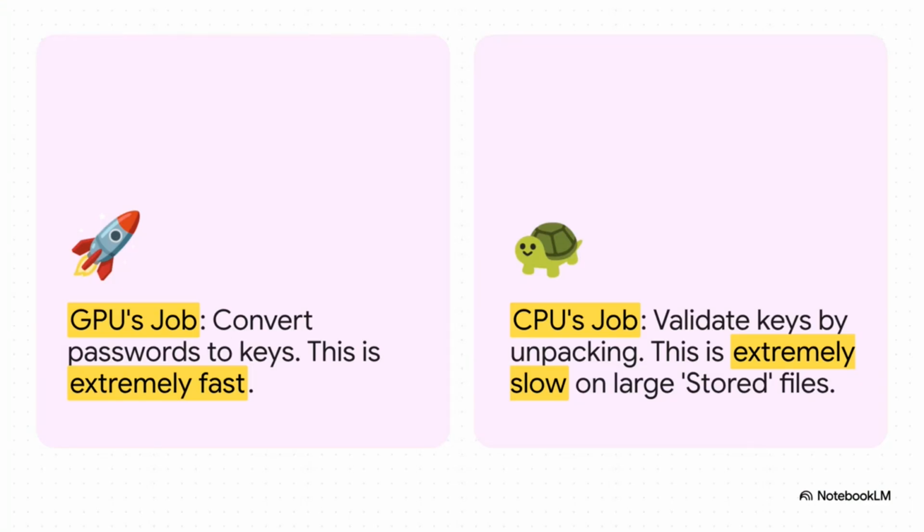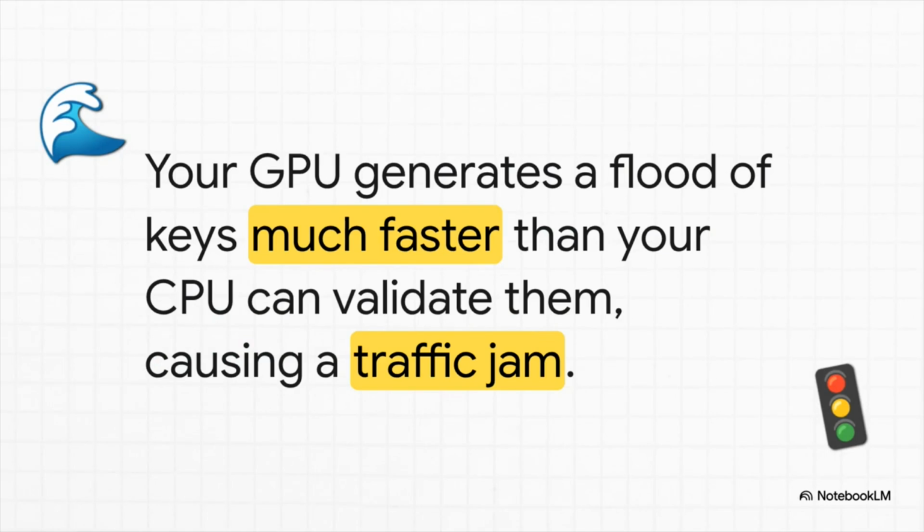See, in password recovery, your computer kind of splits the work. Your GPU, that's the number crunching monster, its only job is to turn password guesses into decryption keys, and it does it ridiculously fast. Your CPU's job is to take those keys and actually test them by unpacking. And as you can see, when we're dealing with these stored files, there's a massive difference in speed. And this is the absolute heart of the problem. Your GPU is like a fire hose, just blasting thousands upon thousands of keys at your CPU every second.